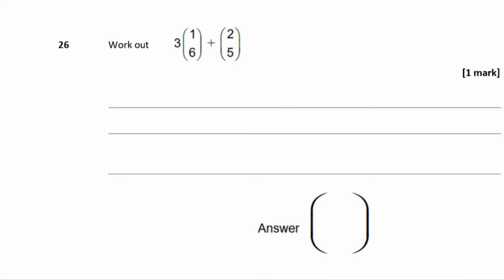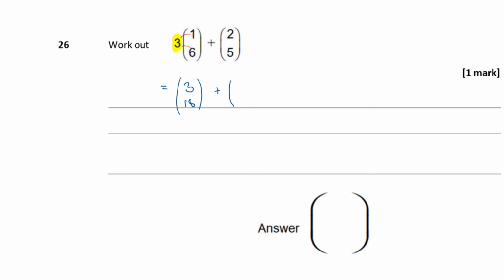Question 26, work out 3 lots of the column vector (1, 6) plus the column vector (2, 5). Okay, so these are column vectors. We use them in things like translations, amongst other things. And this number on the front here is what we call a scalar. When you multiply a column vector by a scalar like this, then that number gets multiplied by the 3 and that number gets multiplied by the 3. So 3 lots of (1, 6) is going to be equal to 3 times 1, which is 3, and 3 times 6, which is 18. So that's going to give me (3, 18).